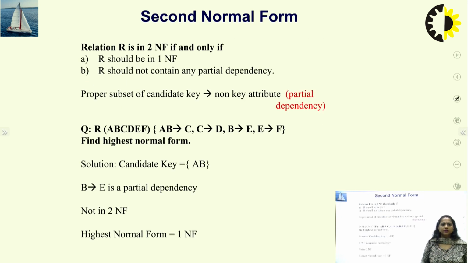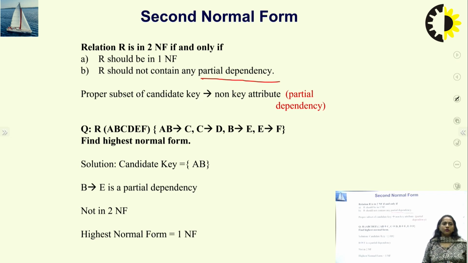Then second is the second normal form. Relation R is in second normal form if and only if R is in first normal form. This is the first condition, and then we need to check R should not contain any partial dependency. So we need to understand first what this partial dependency is. A proper subset of a candidate key should not imply any non-key attribute. That should not derive any non-key attribute.